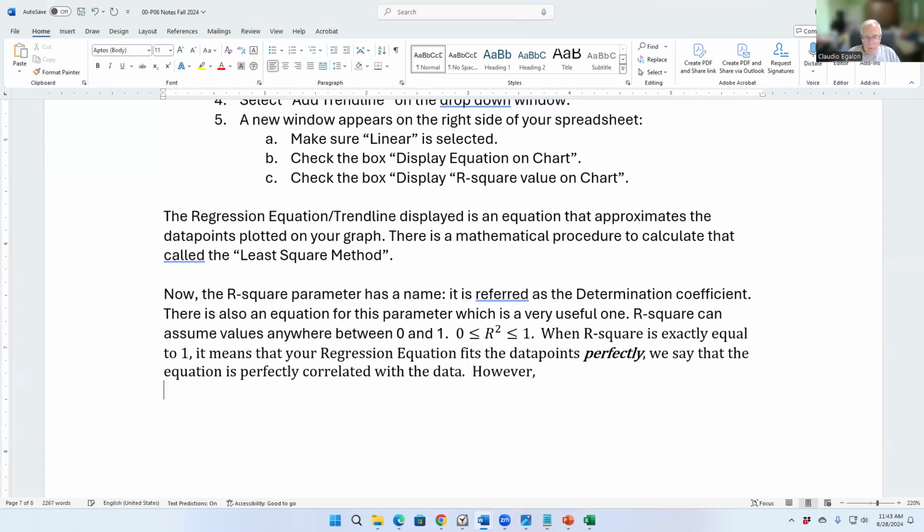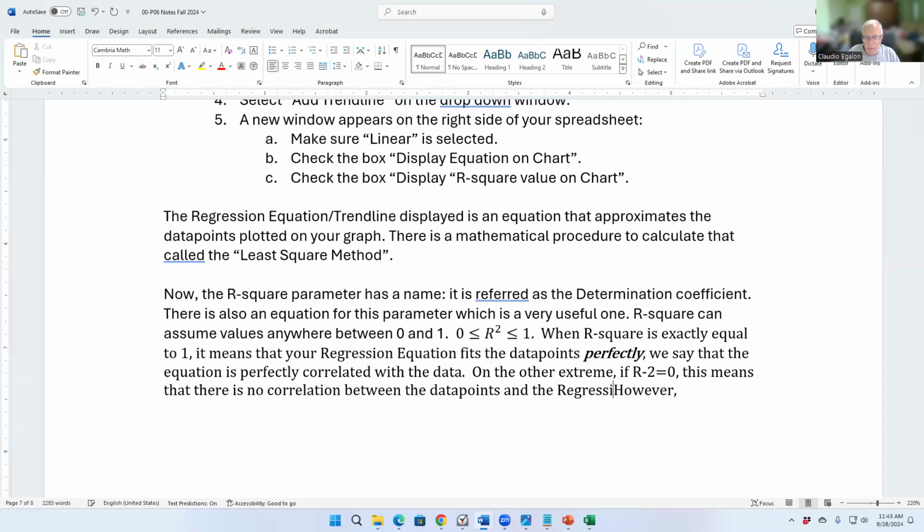However, on the other hand, right? On the other extreme, if R square is equal to 0, this means that there is no correlation between the data points and the regression equation. Okay?